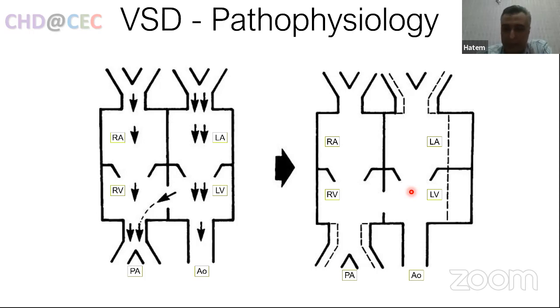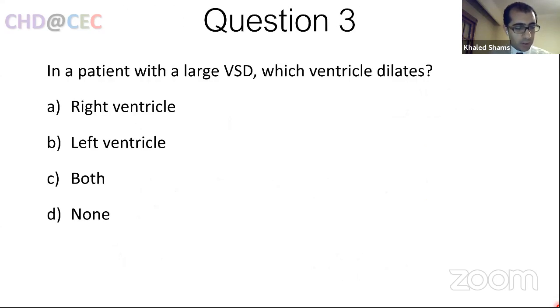Is that clear? Yes, it's clear, Dr. Hatem. And I think we have just answered question number 3. In a patient with a large VSD, which ventricle dilates? I think the answer is B, left ventricle, and not the RV. And we can say it again in another way, that we could consider the RV as just a tunnel shunting blood from the left ventricle directly to the pulmonary artery. Exactly.